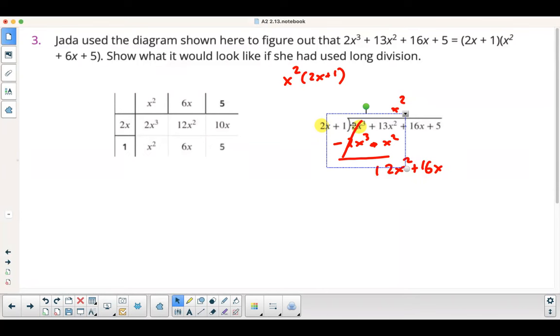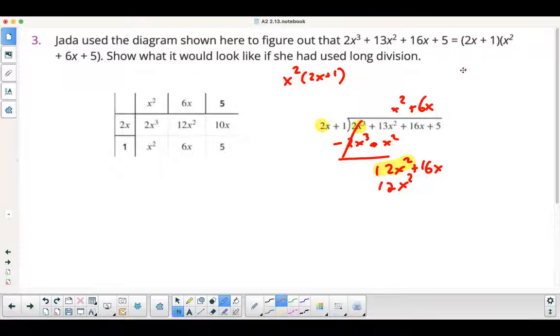I was trying to click on that highlighted part, but I guess I'll just redo it. So I'm only looking at the 2x and the 12x squared here. So 2x times 6x would give me 12x squared. So I multiply, and then I do 6x times 1. Again, you're thinking 6x times 2x plus 1. Okay, so it'd be 12x squared plus 6x.